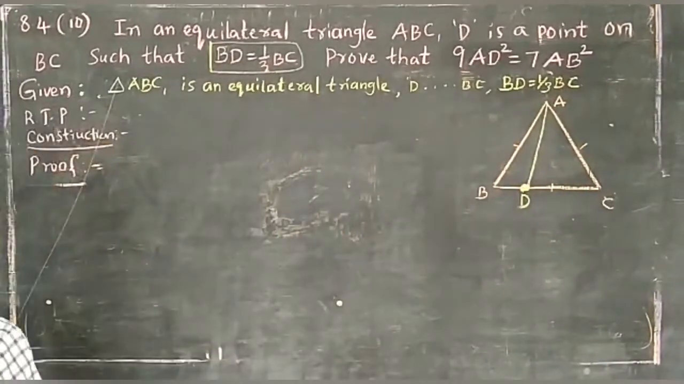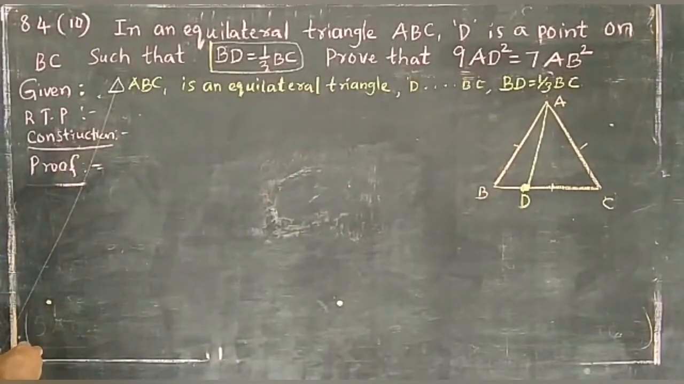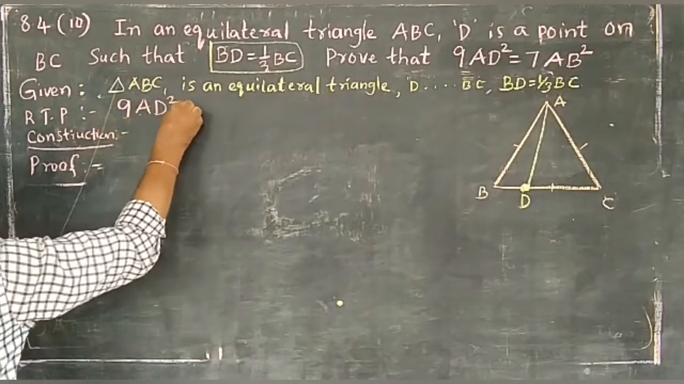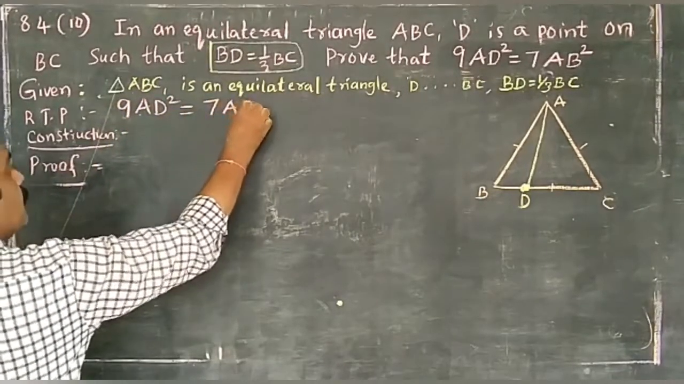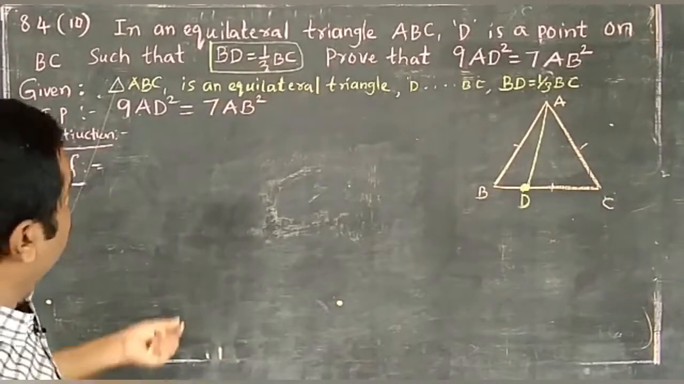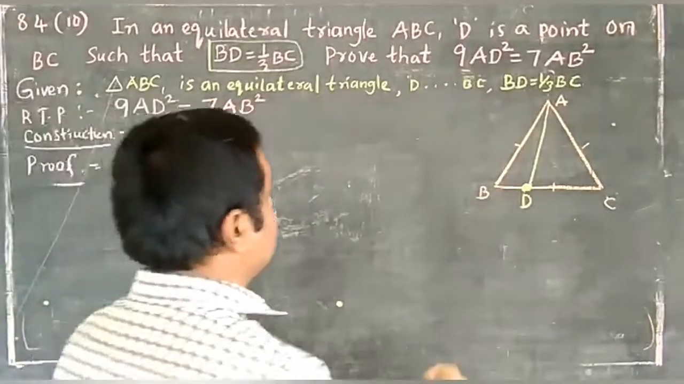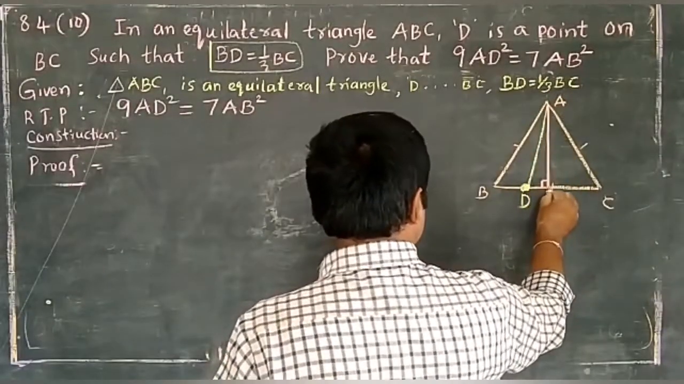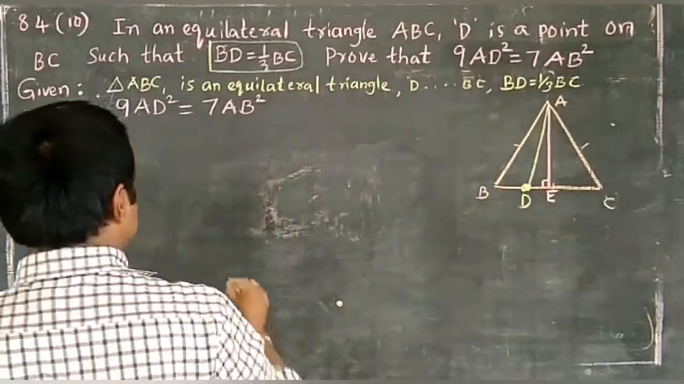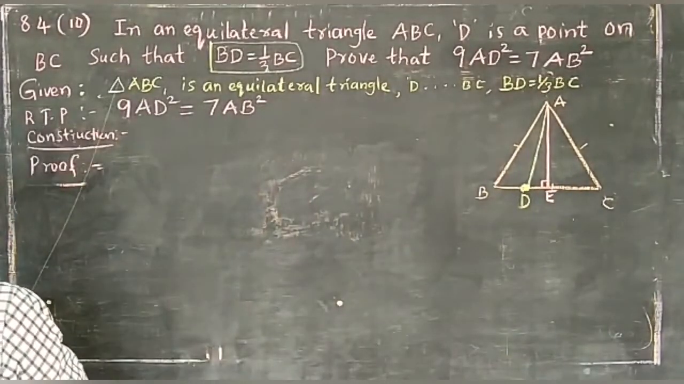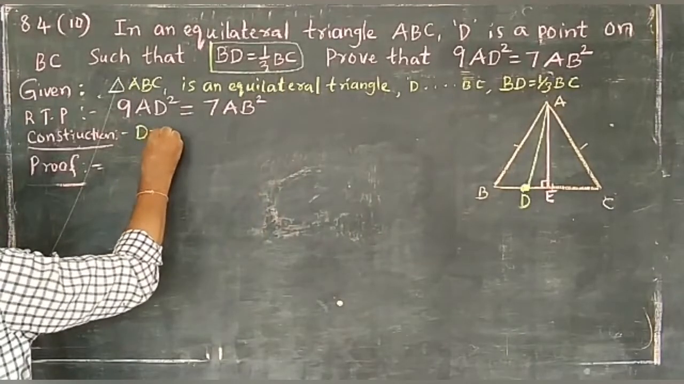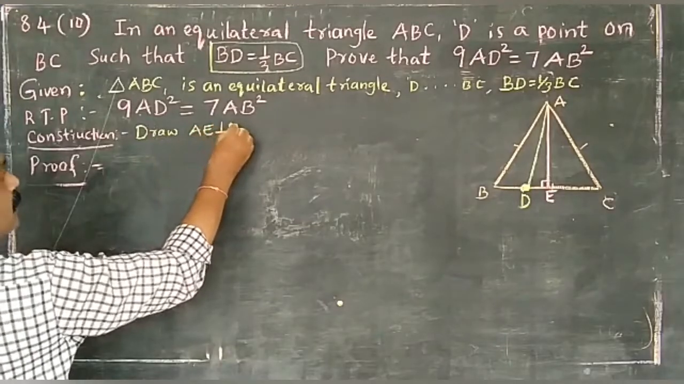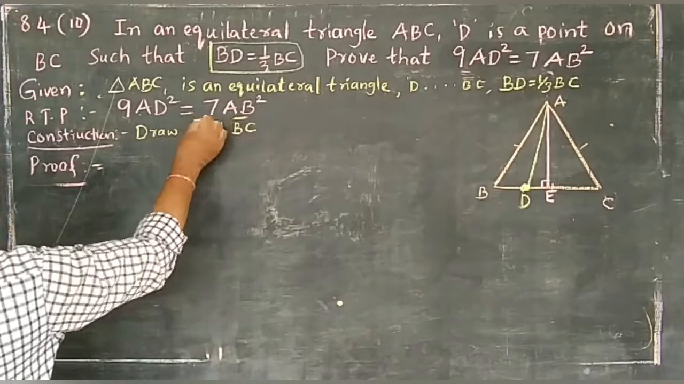What are we required to prove here? That 9AD square is equal to 7AB square. Before we do this proof, we need some construction. That construction is the altitude only. This is the right angle I drew. Draw AE perpendicular to BC. I drew this.